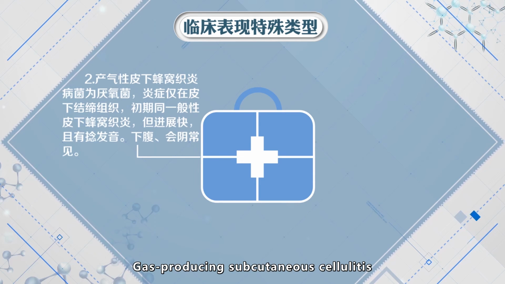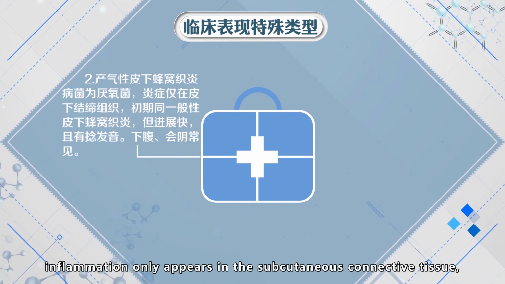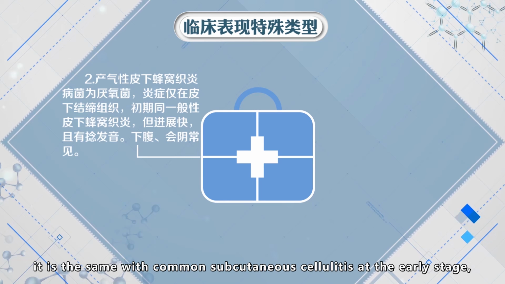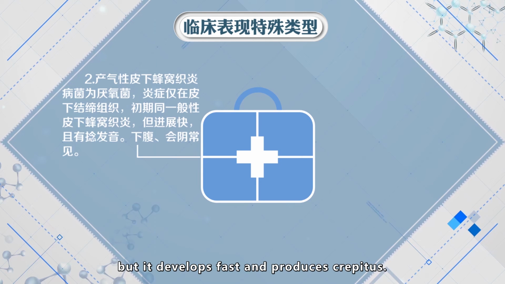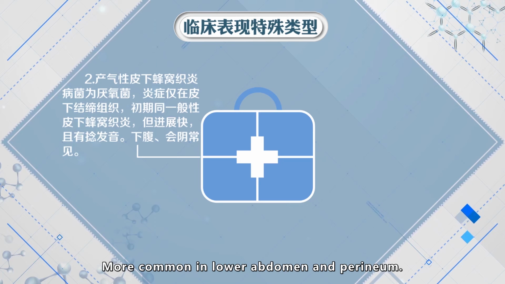Gas-producing subcutaneous cellulitis: the pathogen is anaerobic. Inflammation only appears in the subcutaneous connective tissue. It is the same as common subcutaneous cellulitis at the early stage, but it develops fast and produces crepitus, more common in the lower abdomen and perineum.